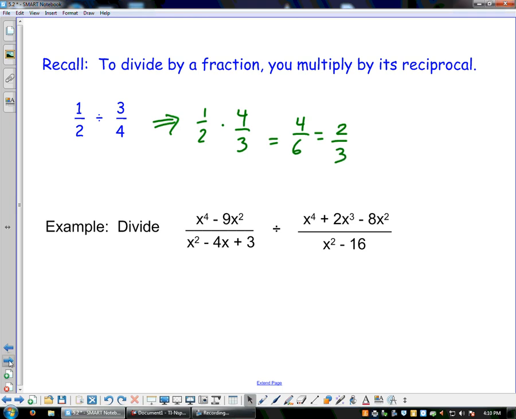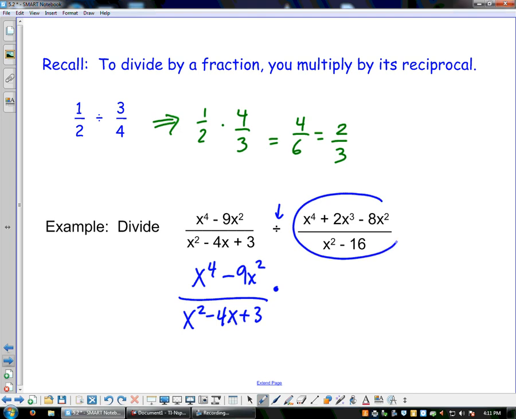So let's try that principle with an example with rational expressions. We are going to divide x to the fourth minus 9x squared over x squared minus 4x plus 3, that rational expression, by the second rational expression. So the first thing we want to do is change this division sign into a multiplication. The way that I'll do that is I'll bring down my original as is. That one does not flip. So the first fraction stays the way it was, and then the second one is the one that I'll need to take the reciprocal of.